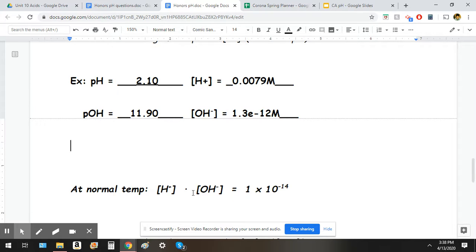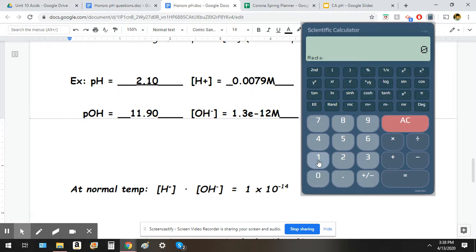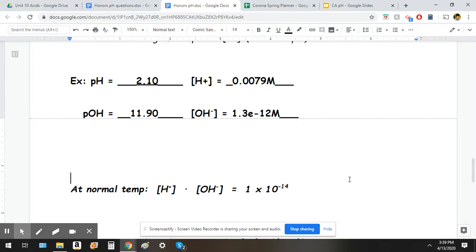You're welcome. Anyway, if you want, I'll prove it to you. Watch this. If we knew they had to multiply together to form 1.0 times 10 to the exponent of negative 14, like that, and I knew the H plus ion was 0.0079, I'm going to divide by 0.0079 on both sides. So, whoa, look at that. Round that off to two significant figures, 1.3 times 10 to the negative 12. I could have figured that out a different way. Crazy, but true. All right.